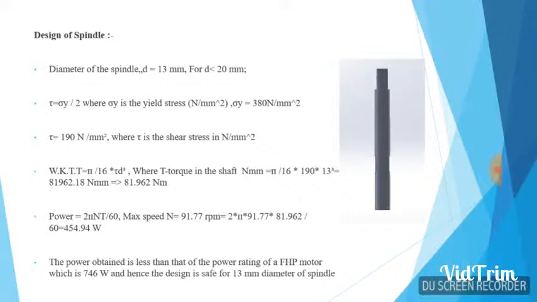We know T = pi by 16 into tau d cube, where T is the torque on the shaft in Newton mm. T = pi by 16 into 190 into 13 cube = 81962.18 Newton mm, that equals 81.962 Newton meter. The power required is equal to 2 pi n T upon 60. The max speed n is equal to 91.77 rpm, so power = 2 pi into 91.77 into 81.962 upon 60 = 454.94 watt. The power obtained is less than the power rating of an FHP motor, which is 746 watts, and hence the design is safe for 13 millimeter diameter spindle.